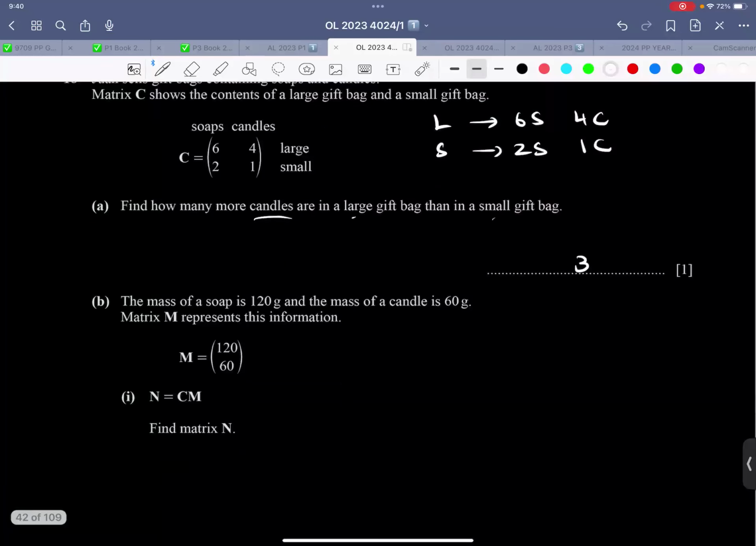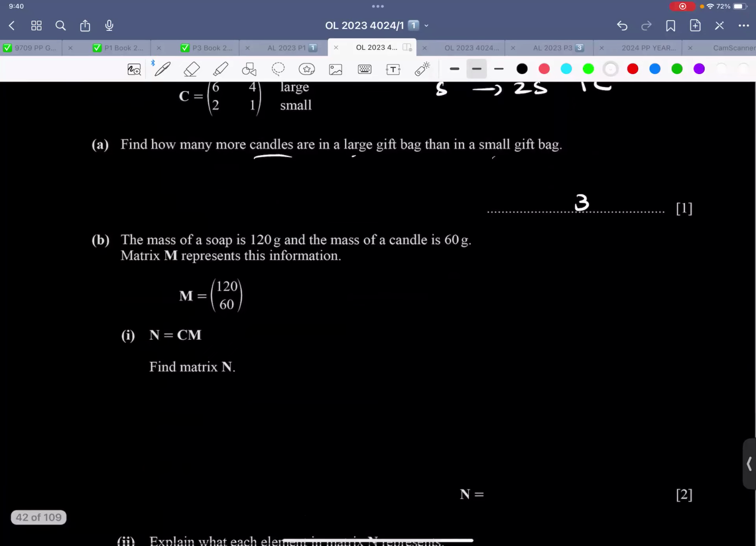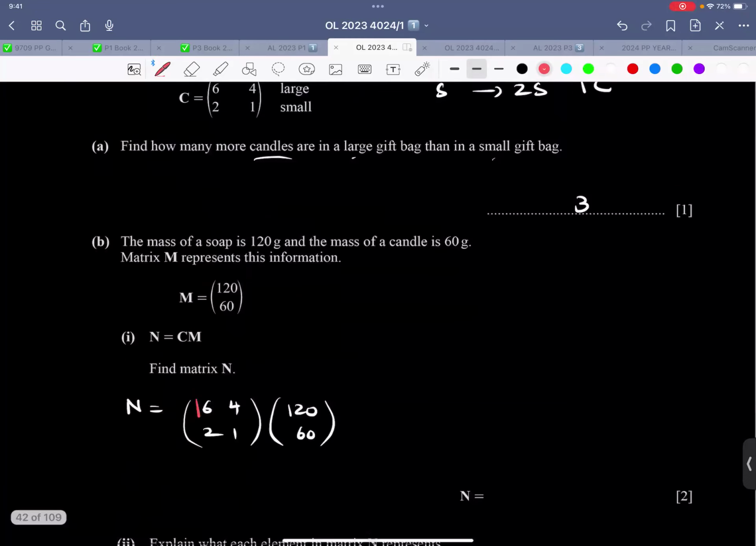The mass of a soap is 120 and the mass of a candle is 60. Matrix M represents this information. N equals C times M. Find matrix N. So N equals C, which is 6 4, 2 1, times 120, 60. Over here, this is soap, this is candle. This 120 grams is the mass of one soap, and this is the mass of one candle.